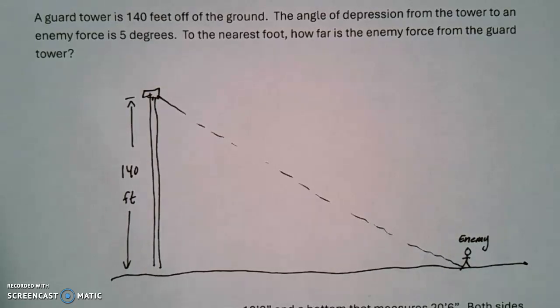Alright guys, back with some more applications. A guard tower is 140 feet off the ground. The angle of depression from the tower to an enemy force is 5 degrees. To the nearest foot, how far is the enemy force from the guard tower?